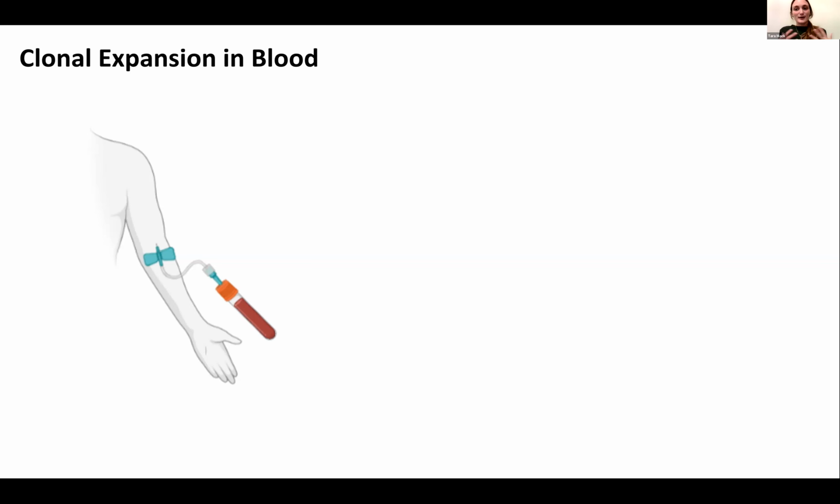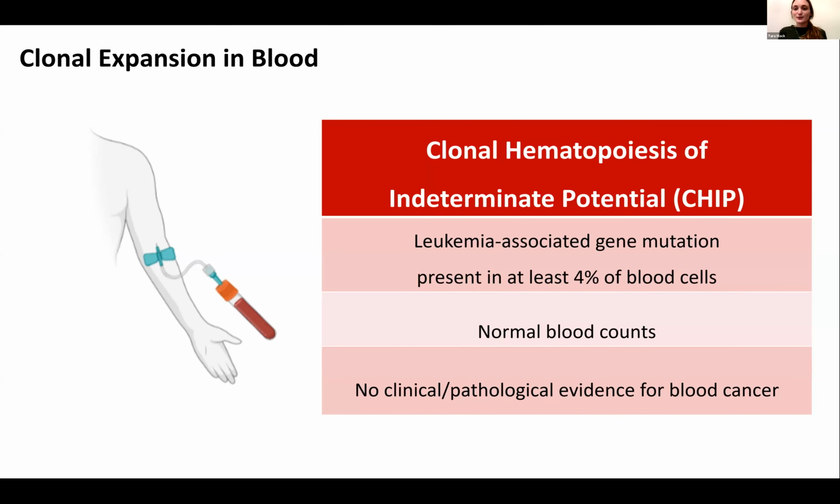And so it's a really great tissue to study this idea of clonal expansion. And so when we say this sort of mouthful term of clonal hematopoiesis of indeterminate potential, or CHIP, we're really just talking about what I just showed you.